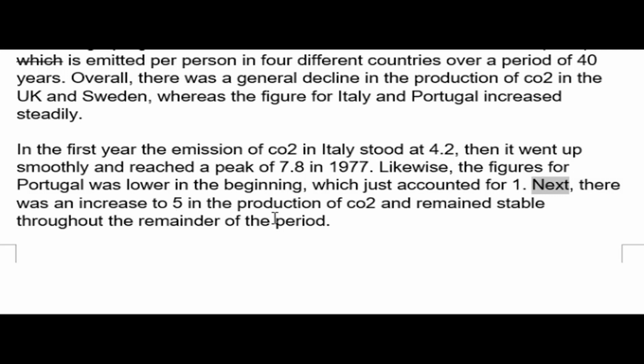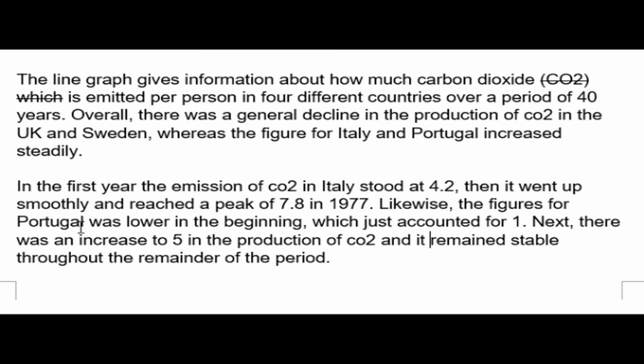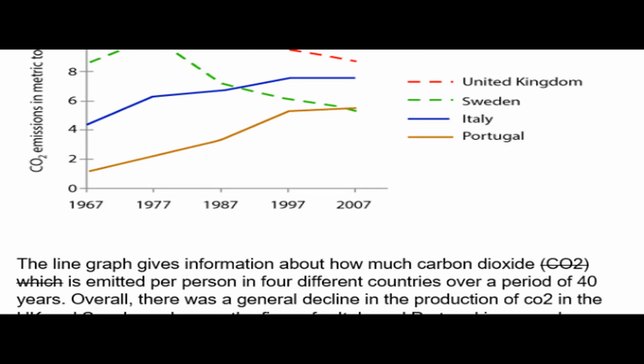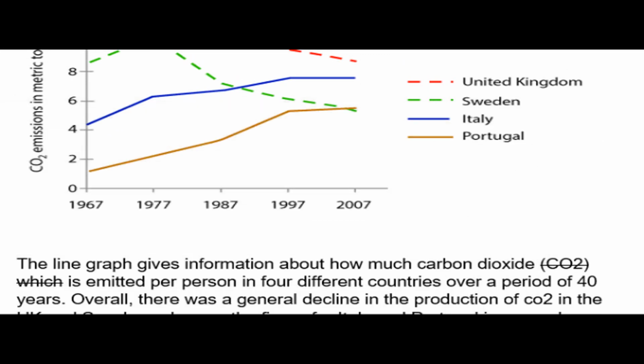There was an increase to 5 in the production of CO2 and remained stable. This verb needs a subject throughout the remainder of the period. Wait, am I wrong? Am I reading this incorrectly? Are we talking about Portugal? Yes, it's Portugal. There was an increase to 5 and it remained stable throughout the remainder of the period. 5 is about here. I guess next is 1977 then.